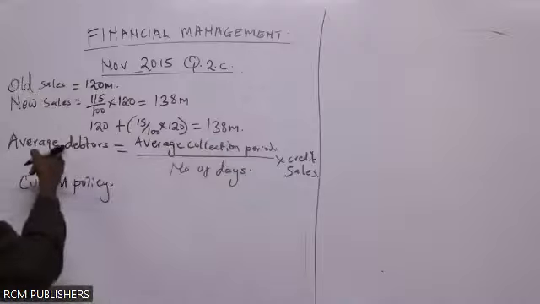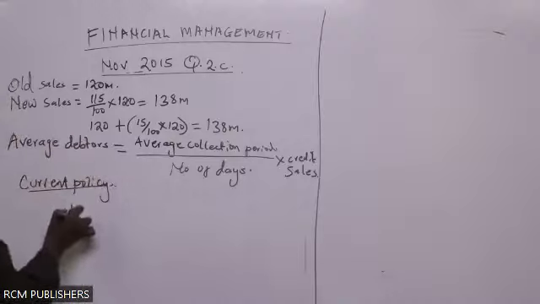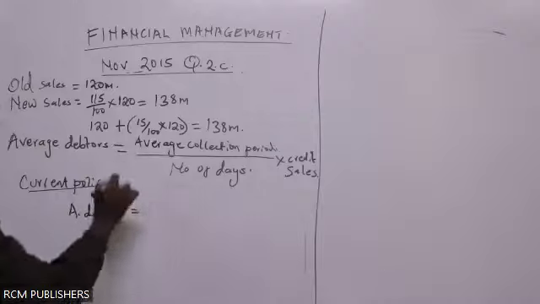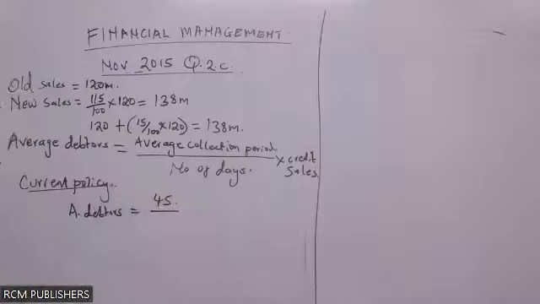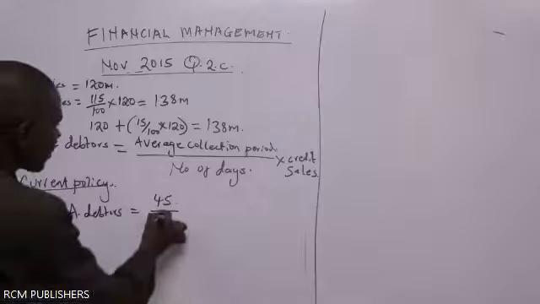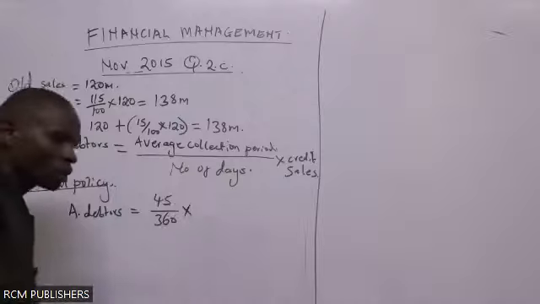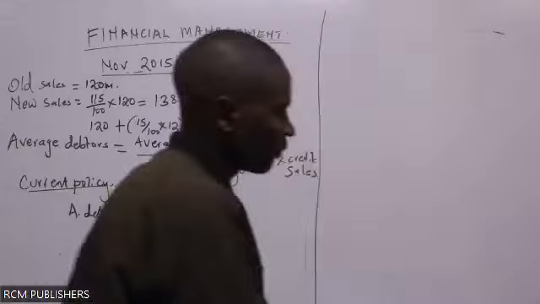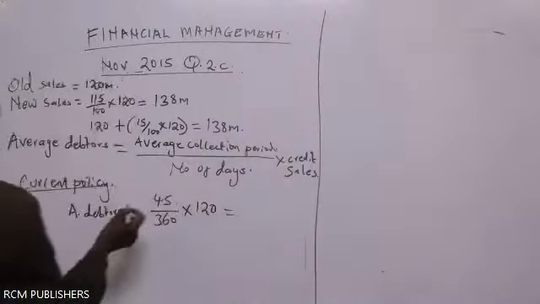So to get the average debtors for the current policy, it will be 45 over number of days, which is 360, as I have been told to use. And then I multiply by my credit sales. We assume all sales are on credit. That is 120. That is for the current policy.